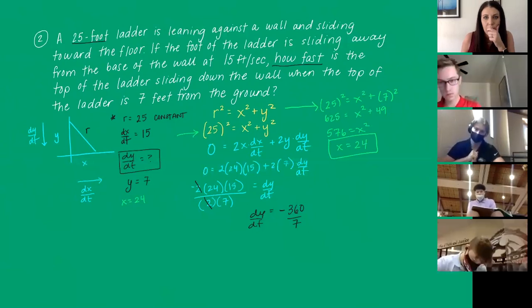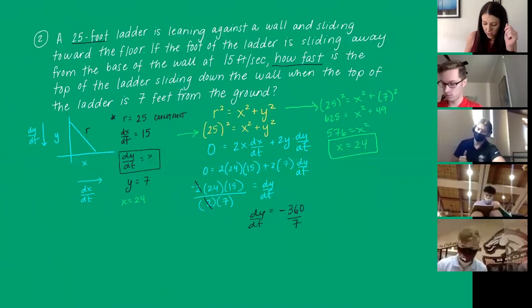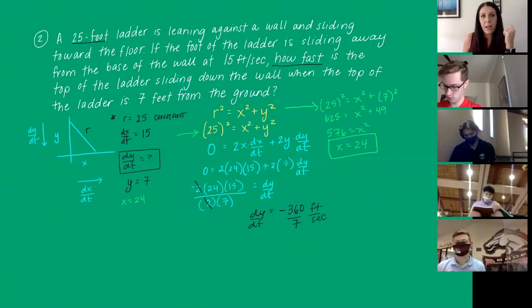It would be feet per second. So it's going to be the same kind of units that we had for our dx dt, right? If you look back at our dx dt, we had 15 feet per second. We're going to have negative 360 over 7 feet per second.